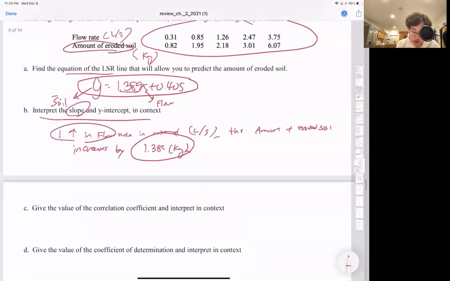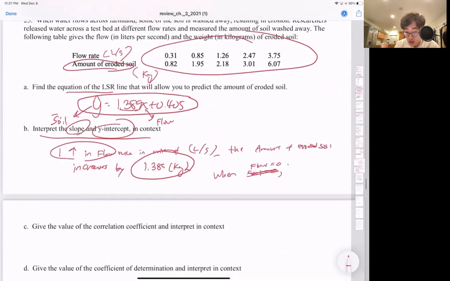The y-intercept basically means when the flow is at 0. The amount of flow rate, liters per second, is 0. The amount of eroded soil, sorry, I'm writing this super quickly, so my handwriting is terrible at the moment. But the 0.405 kilograms represents when the flow rate is at 0. So that's what this number is for, or your initial amount of eroded soil, if you want to say it like that.